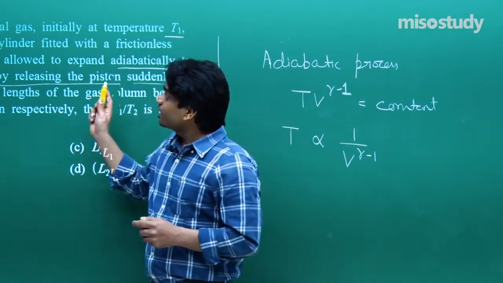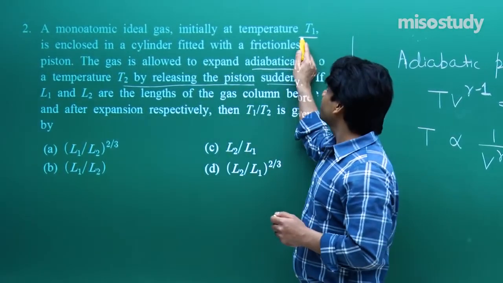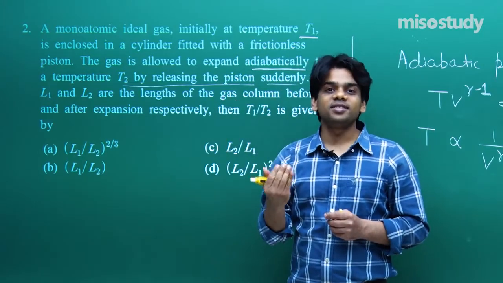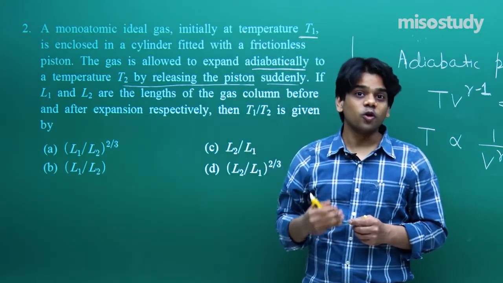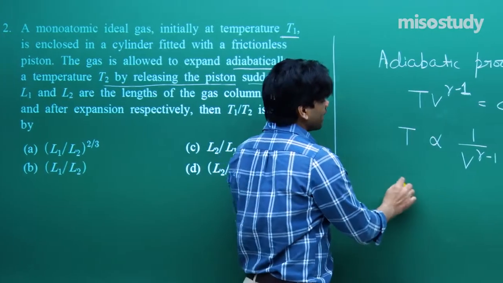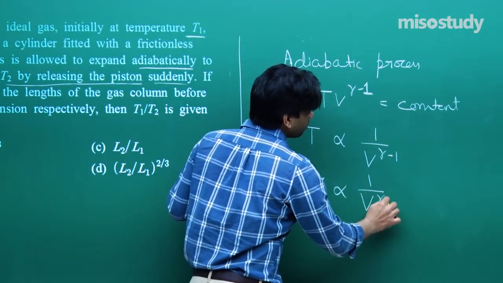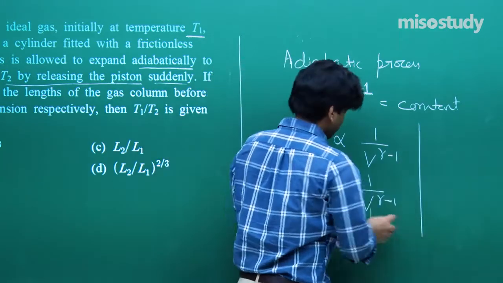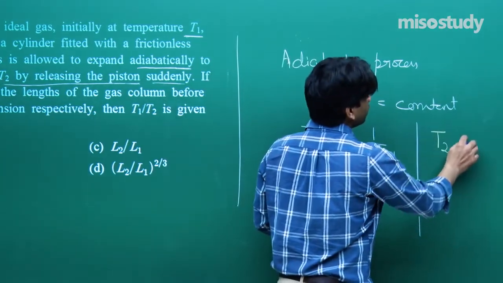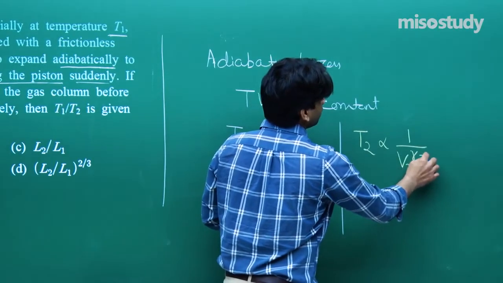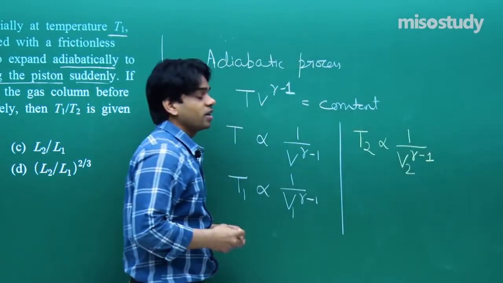Now it says that for an ideal monatomic gas, let's say the initial temperature is T1, that is provided, and the initial volume is V1. So we can write that T1 will be inversely proportional to V1 power gamma minus 1, and T2 will be inversely proportional to V2 power gamma minus 1. This is what we can write.